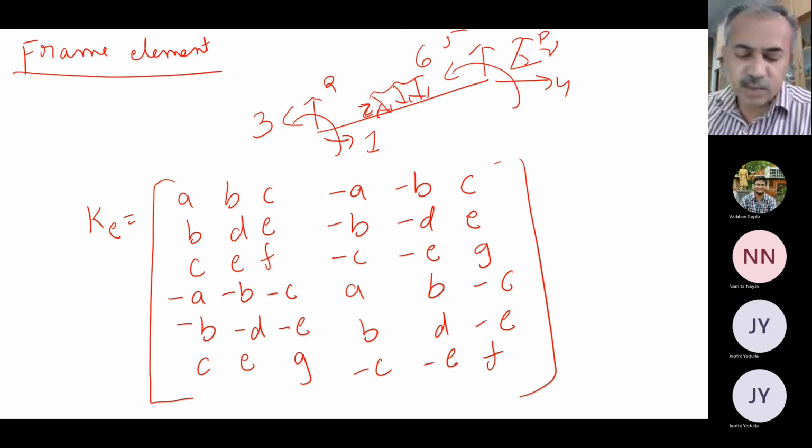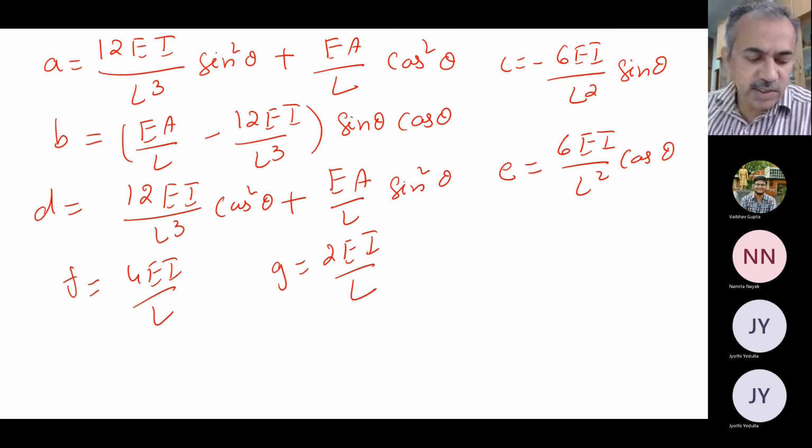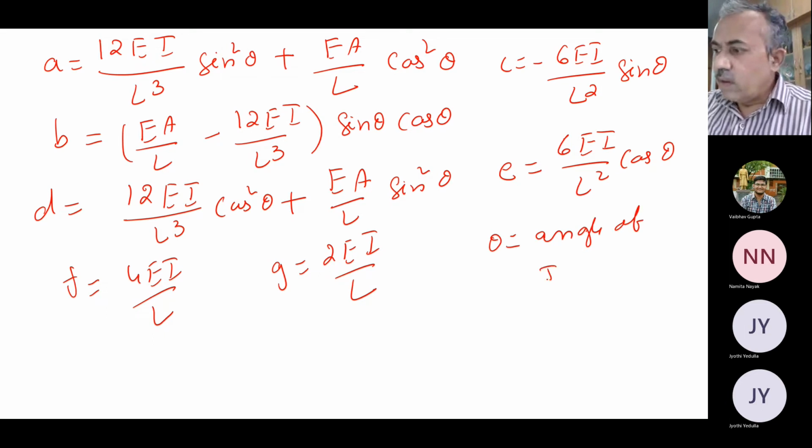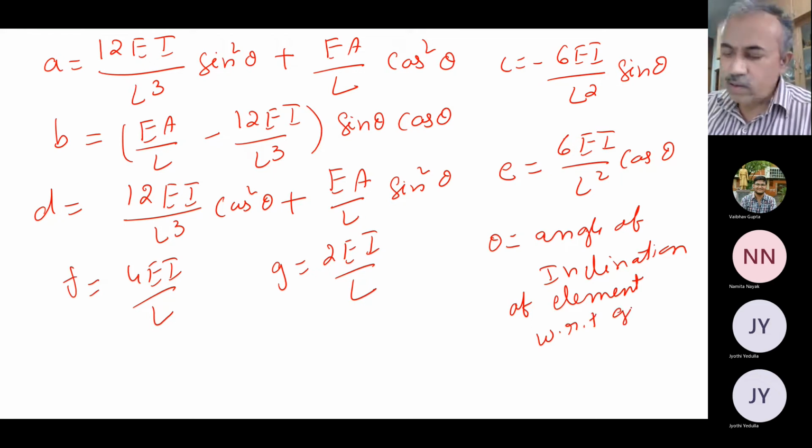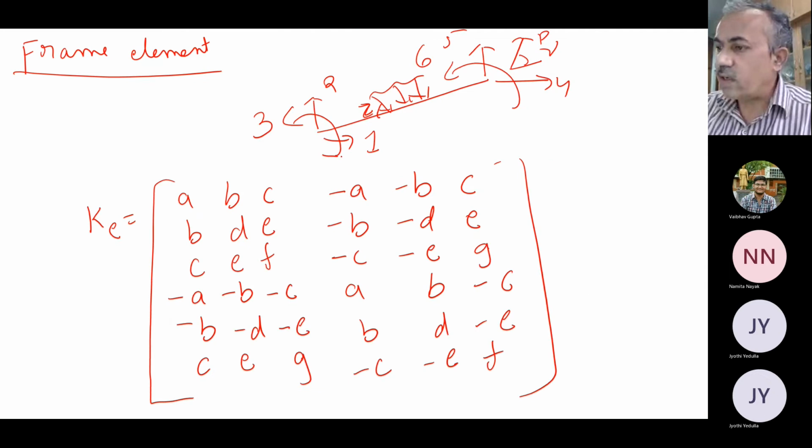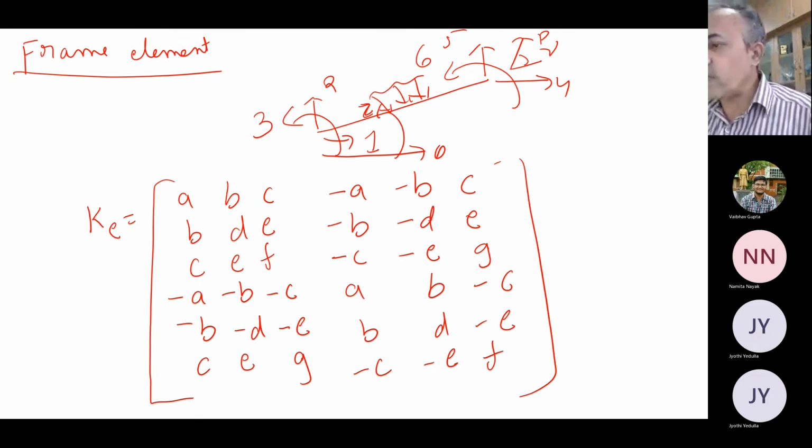So A, B, C have been given. Now E is Young's modulus, A is the area of cross section, and theta is the angle of inclination. So this is the inclination of the element with respect to the global coordinates. So this is the stiffness matrix. So this is our theta, this is our angle, with respect to this one, that is the angle basically. So this is how the stiffness matrix looks.